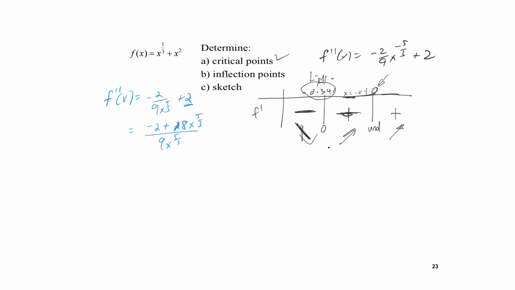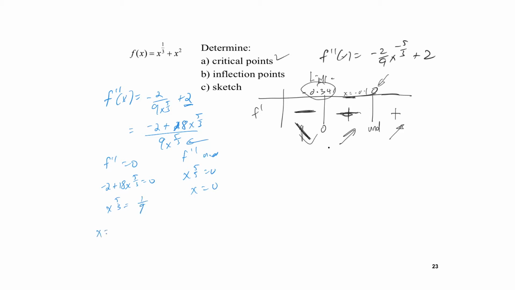So now we're going to do the same thing, very similar to the first derivative, but using the second derivative. We're going to set it to 0, and we're going to set it to undefined because I have an x in the denominator. I'm going to set the denominator equal to 0. I will end up getting 0. I'll set the numerator equal to 0. In other words, negative 2 plus 18 x to the 5 over 3 is equal to 0. I'll clean it up. I end up getting, for example, 1 over 9.